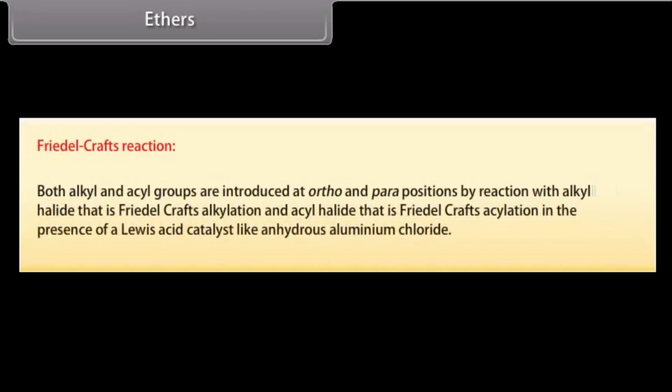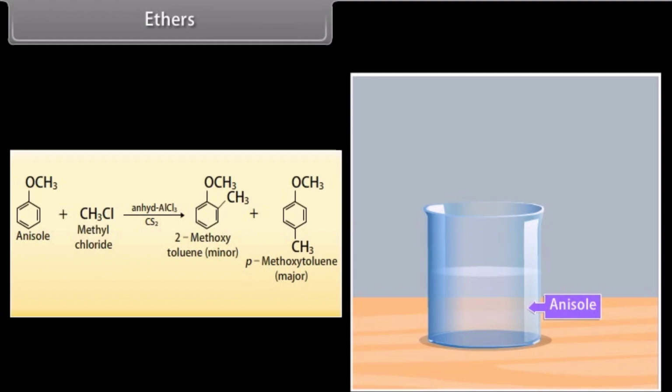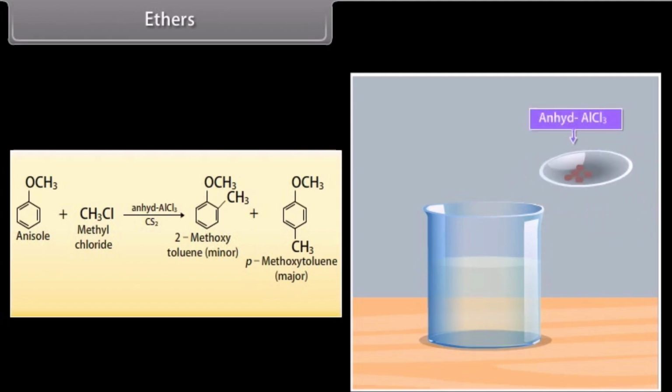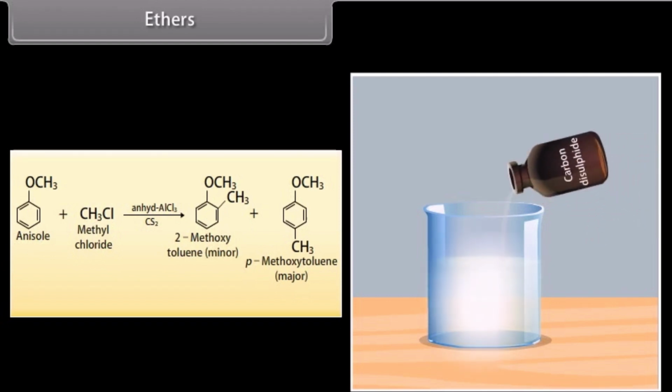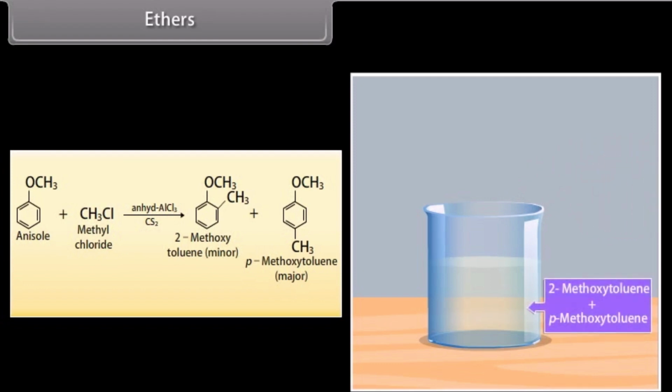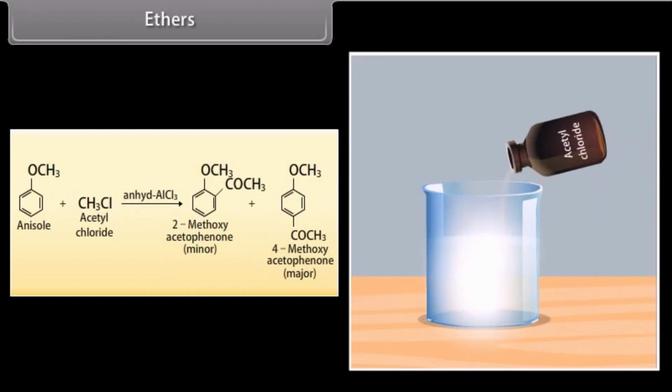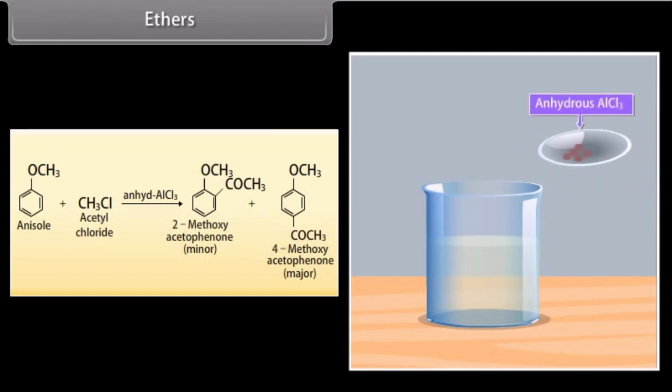Friedel-Crafts reaction. Both alkyl and acyl groups are introduced at ortho and para positions by reaction with alkyl halide, that is Friedel-Crafts alkylation, and acyl halide, that is Friedel-Crafts acylation, in the presence of a Lewis acid catalyst like anhydrous aluminium chloride. Methyl chloride reacts with anisole in the presence of anhydrous aluminium chloride and carbon disulfide and forms 2-methoxytoluene and para-methoxytoluene. Acetyl chloride reacts with anisole in the presence of anhydrous aluminium chloride and forms 2-methoxyacetophenone and 4-methoxyacetophenone.